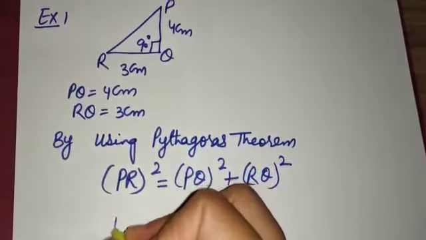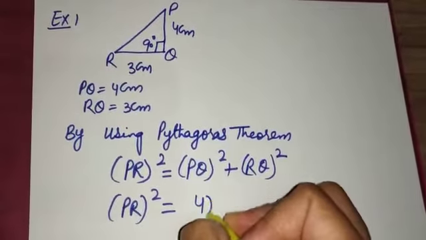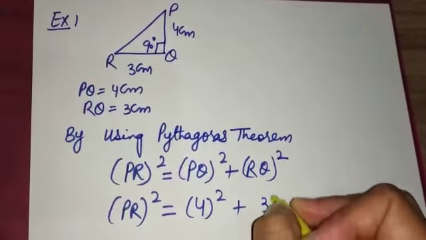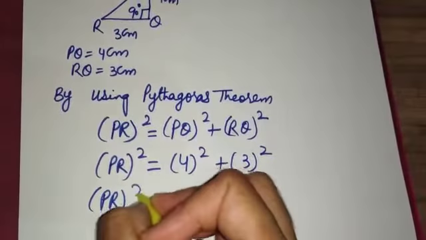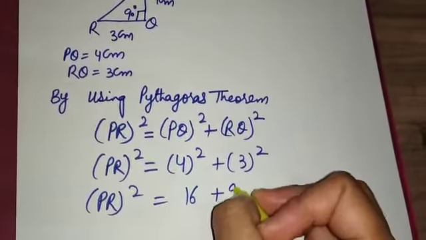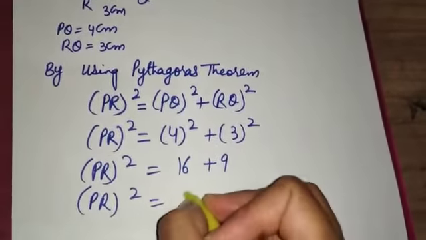So what is PR square? We have PQ square, the square of 4, plus RQ square, the square of 3. Square of 4 is 16. Square of 3 is 9. Now we know that 16 plus 9 is 25.